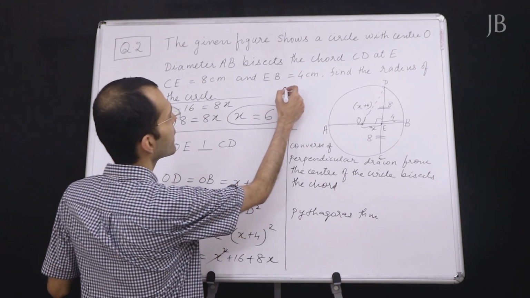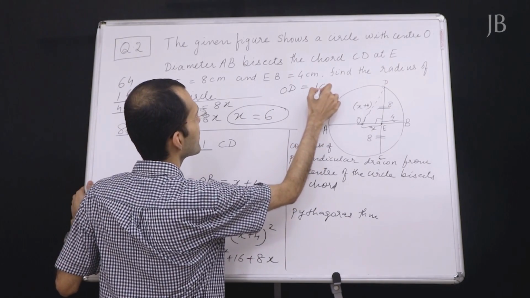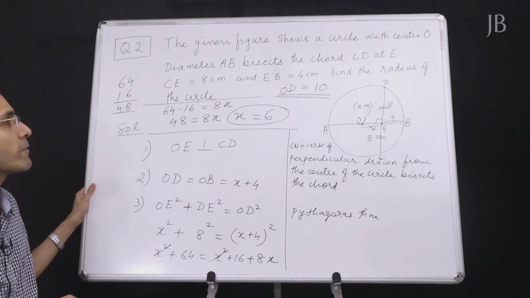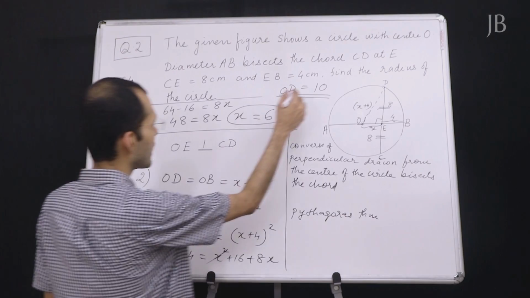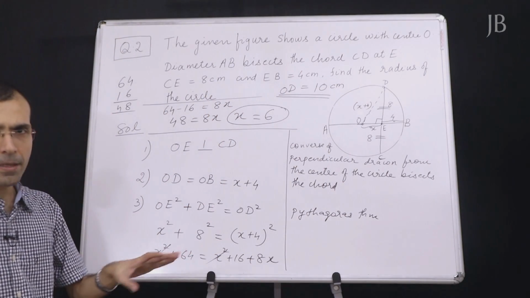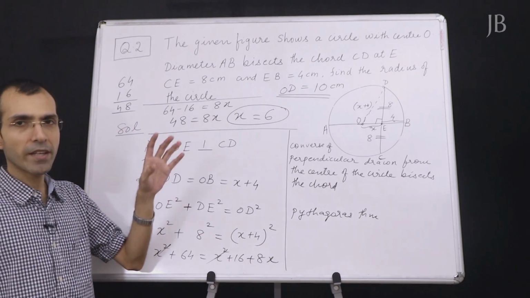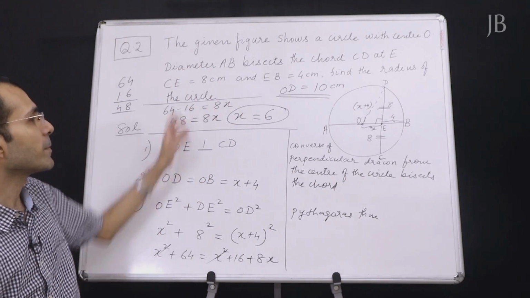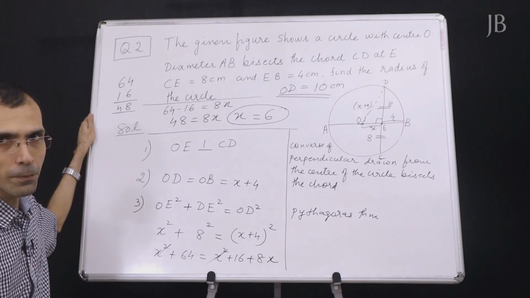So ultimately radius is OD, that is x plus 4, that is 10. So radius of the circle has been found out to be 10 centimeter. Final answer, better you write down the units. Intermediate steps, no need to write down the units. Sheer waste of time. Units to be written only in the final answer. So OD is 10 centimeter, and this completes your question number 2, right?